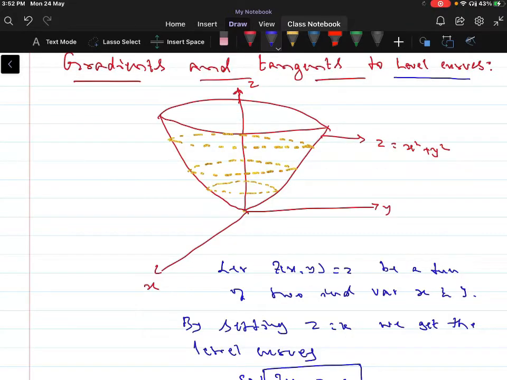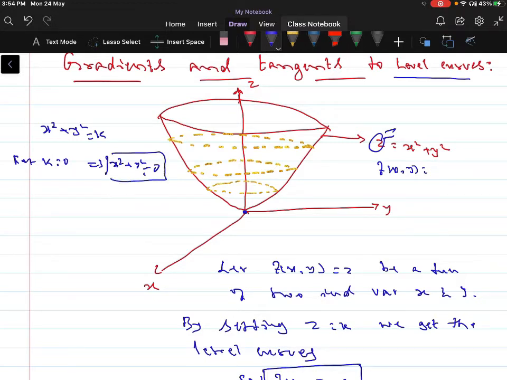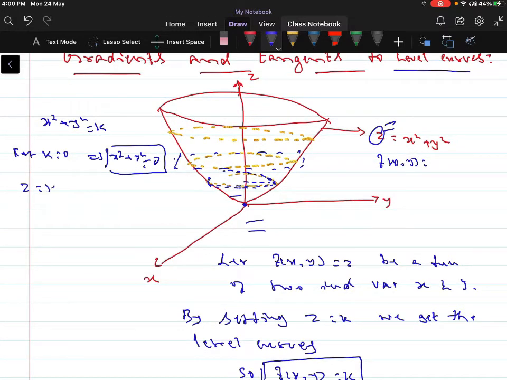Let's consider an example. So f of x comma y is equal to x square plus y square, the equation of a paraboloid. With z is equal to k, therefore x square plus y square is equal to k, where k is an arbitrary constant. So for example, for k is equal to 0, we have x square plus y square is equal to 0, which is a point itself on the paraboloid. Now let k be equal to 1.